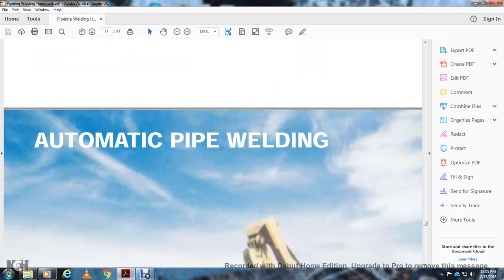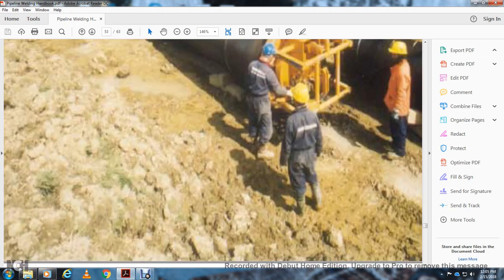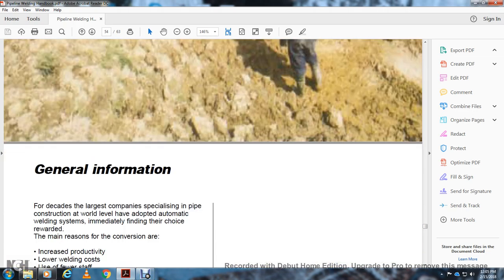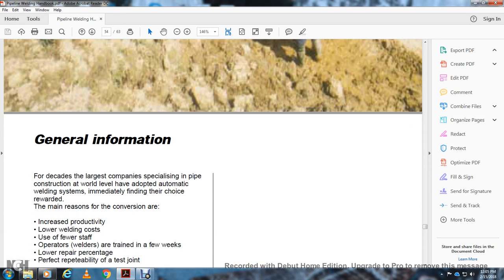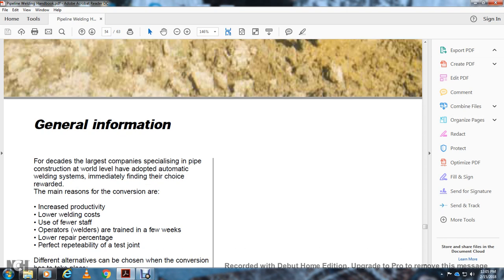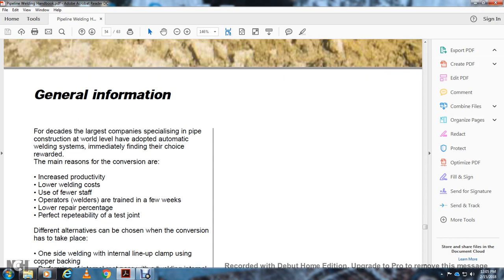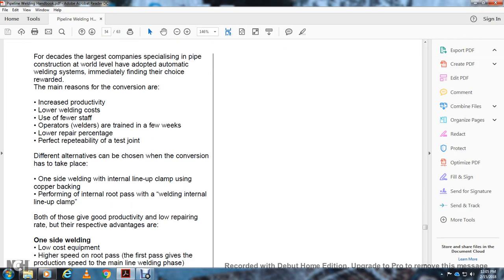Alright, that was 52. Automatic pipe welding. General information. In recent decades, the largest companies specializing in pipeline construction worldwide have adopted automatic welding systems. The main reasons for the conversion are to increase productivity, lower welding costs, and use fewer staff. Operative welders are trained in a few weeks, with a low repair percentage and good repeatability of test joints, unlike the alternative choices.